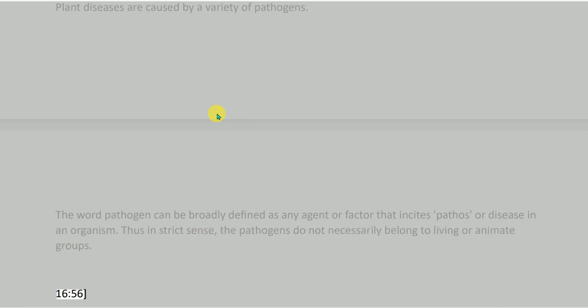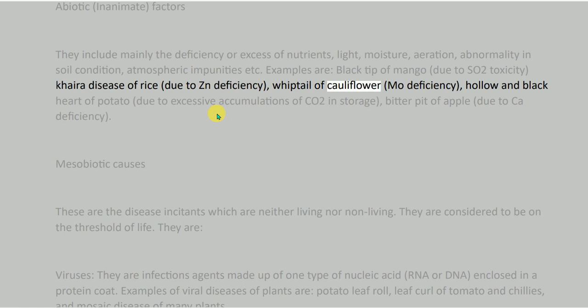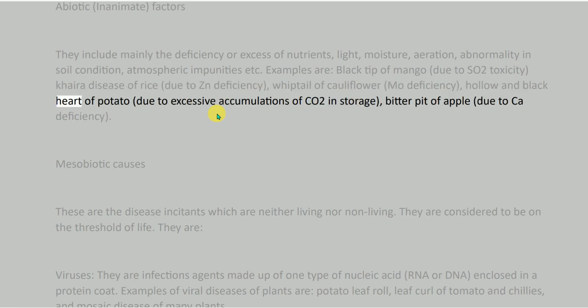Abiotic, inanimate, factors. They include mainly the deficiency or excess of nutrients, light, moisture, aeration, abnormality in soil condition, atmospheric impurities etc. Examples are black tip of mango, due to SO2 toxicity, Khaira disease of rice, due to Zn deficiency, whiptail of cauliflower, Mo deficiency, hollow and black heart of potato, due to excessive accumulation of CO2 in storage, bitter pit of apple, due to Ca deficiency.